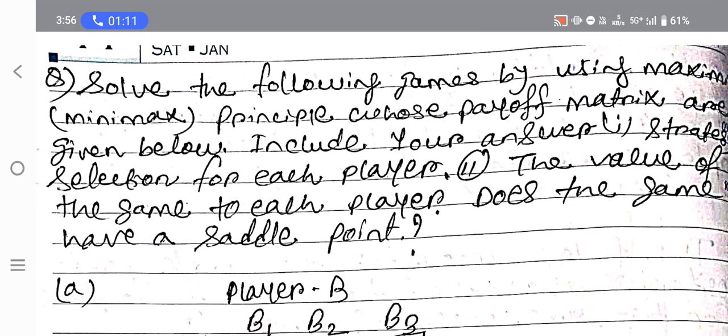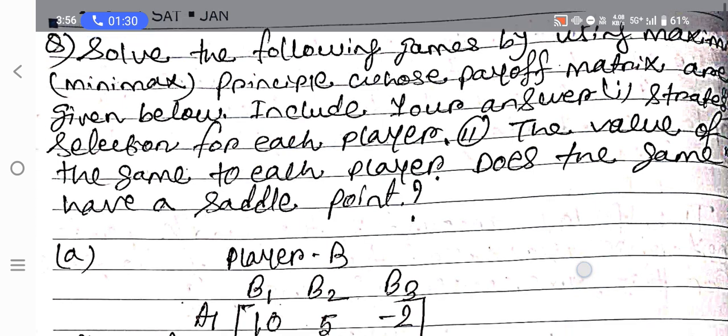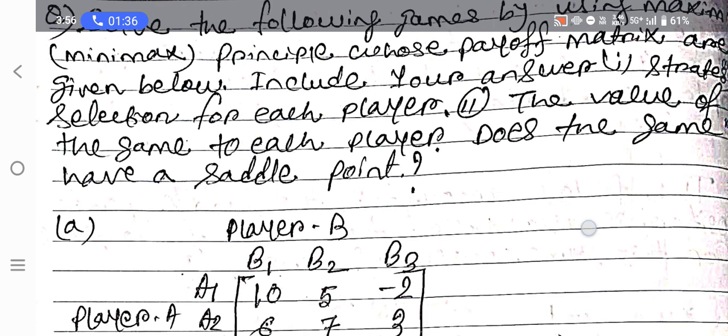Now I am going to solve another question with the help of the minimax and maximin principle in game theory. Our question is: solve the following games by using the maximin and minimax principle whose payoff matrices are given below. Include in your answer: number 1, the strategy selection for each player, and number 2, the value of the game to each player. Does the game have a saddle point?